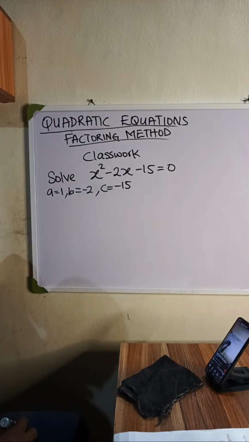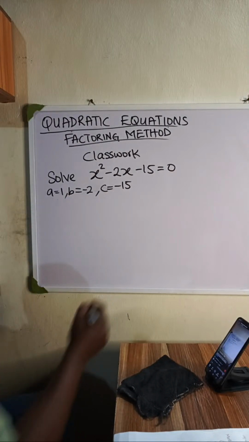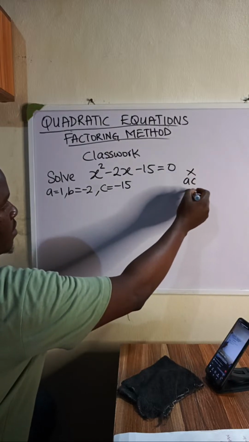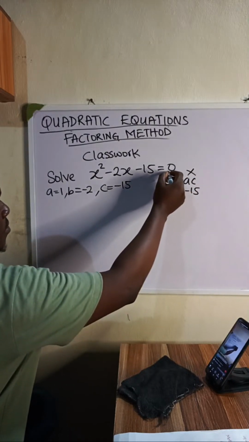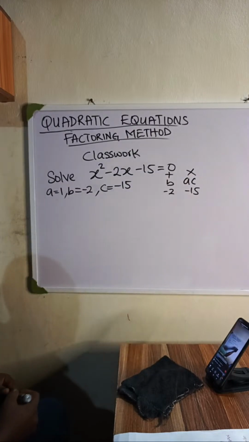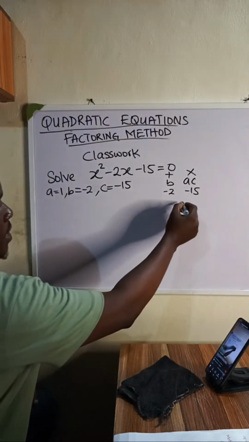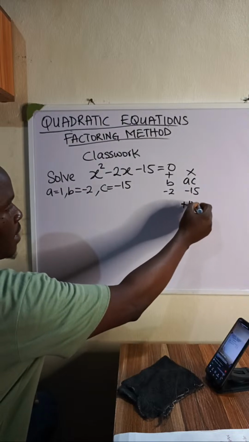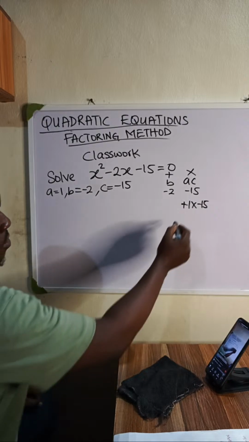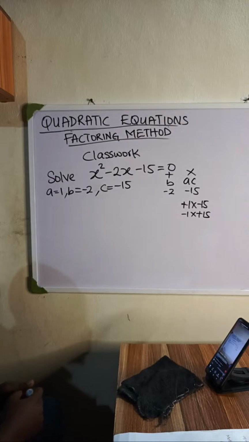So now that means we are looking for two numbers that will multiply themselves to give us AC. AC is minus 15. And add to give us B. Our B is minus 2. So let's look at the values that will multiply to give us minus 15. The first one is plus 1 times minus 15. This will give us minus 15. Minus 1 times plus 15. This will also give us minus 15.